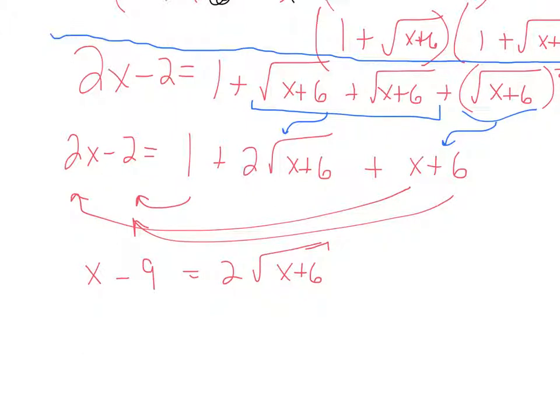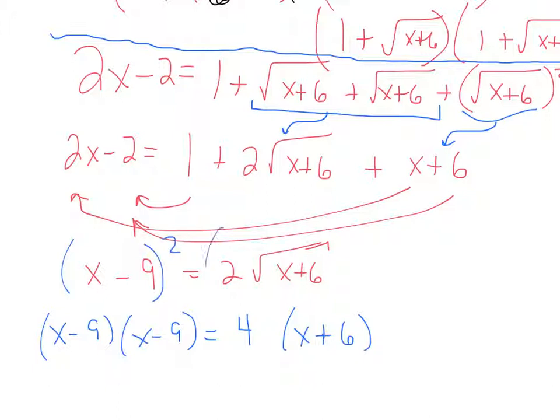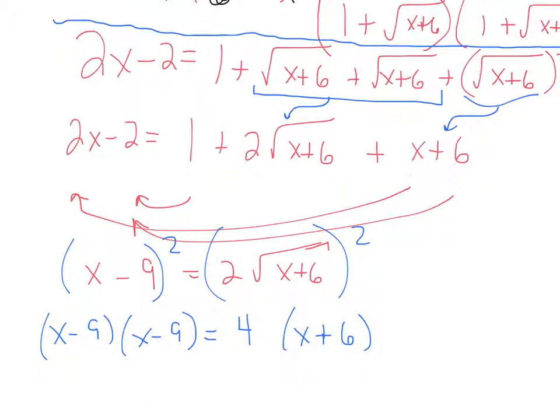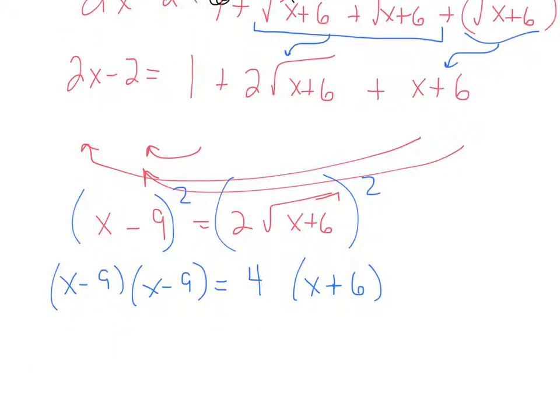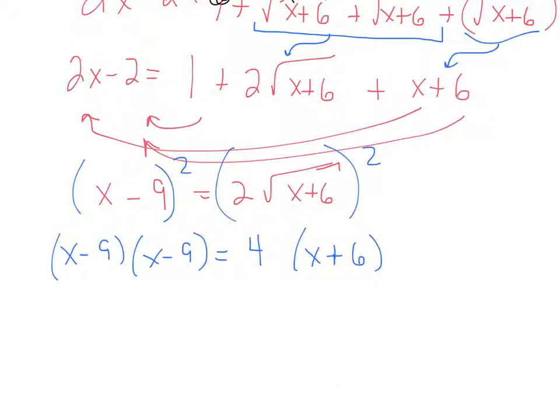I would just square both sides at this point. Squaring the left-hand side, I get this. Squaring the right-hand side, I get this. Okay, remembering to square the 2 out in front and to square the radical x plus 6, and then it's a little bit easier to solve. At this point, we've gotten rid of all of our radicals. We can just simply solve our trinomial.